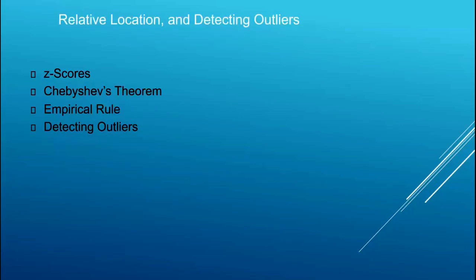Relative location and detecting outliers. In order to talk about relative location in a data set and apply Chebyshev's theorem, I first need to discuss z-scores with you. We will discuss z-scores and then apply them to Chebyshev's theorem. Then I will tell you about the empirical rule, and finally, briefly, I will tell you how to use z-scores to detect outliers.